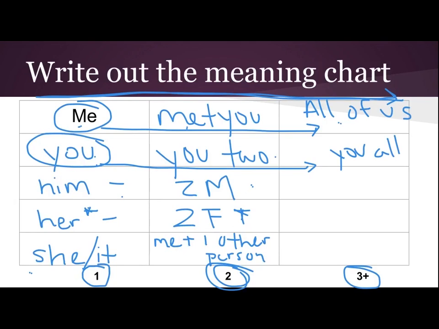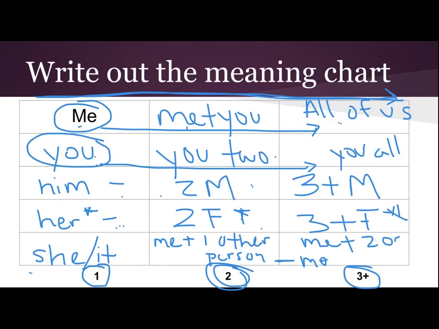Third row, him, two males, three or more males, so usually I write 3 plus is like 3 or more males. Could be a mixed group. Fourth row has to do with females. So her, 2 females, or 3 or more females. Always strictly females when we're talking about that. And the last one, it's kind of different, but these two have similarities. It's like me and 2 or more other people. So hopefully you can read that.